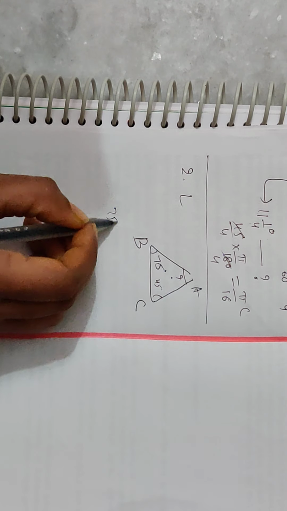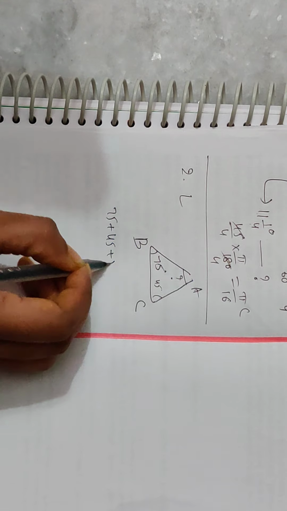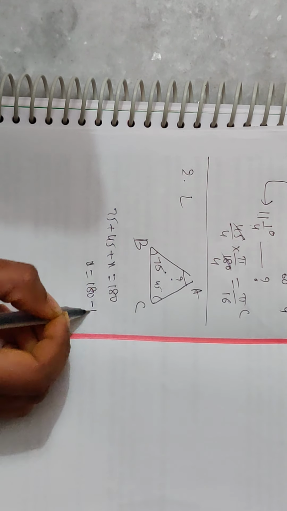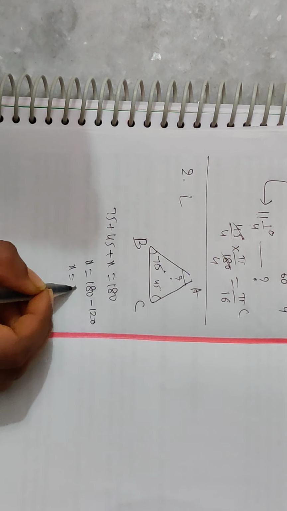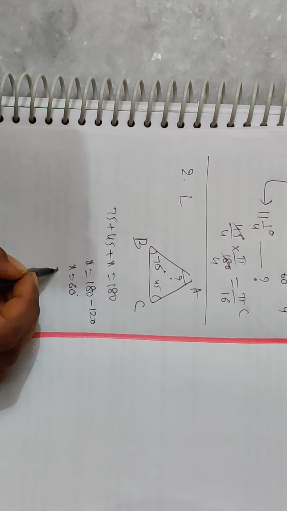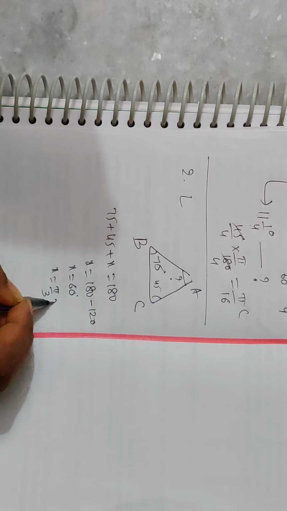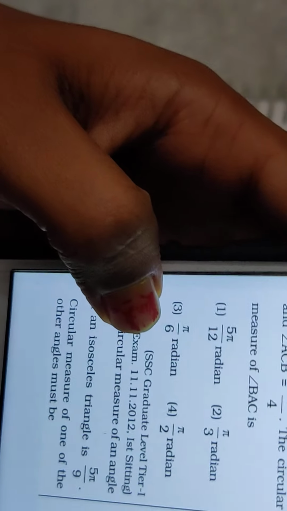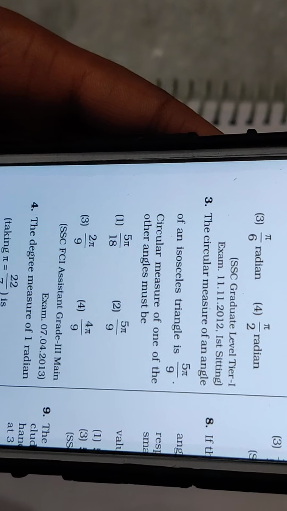In a triangle, the sum of 3 angles is 180 degrees. So x is equal to 180 minus 120. X is 60 degrees. 60 degrees means pi by 3 radians. So option 2 is the correct answer. Next, going to the third question.